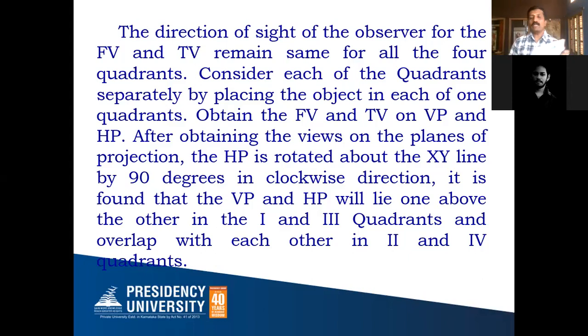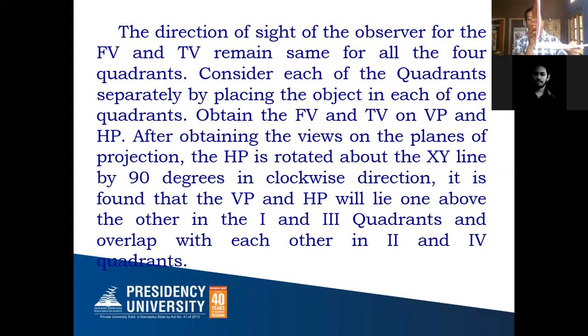Similarly, this is the second quadrant. It is above HP and behind VP. So here also I can draw the top view here and the front view here. Correct? And we assume that it is transparent, that's why I can see the front view and top view from here itself. Now I also need to draw the front view and top view for the second quadrant on the same two-dimensional plane. How to do this?